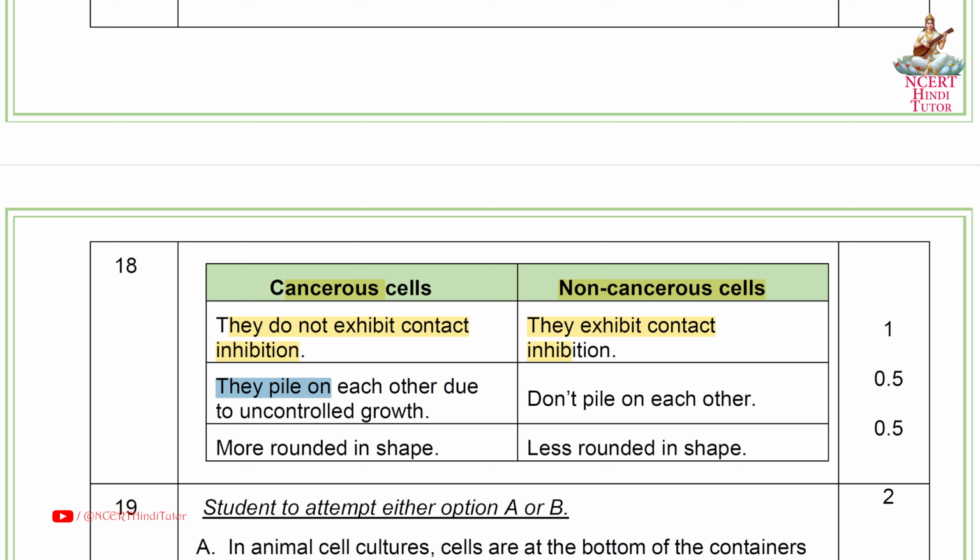Cancerous cells, they pile on each other due to uncontrolled growth. Non-cancerous cells don't pile on each other. Cancerous cells more rounded in shape. Non-cancerous cells less rounded in shape.